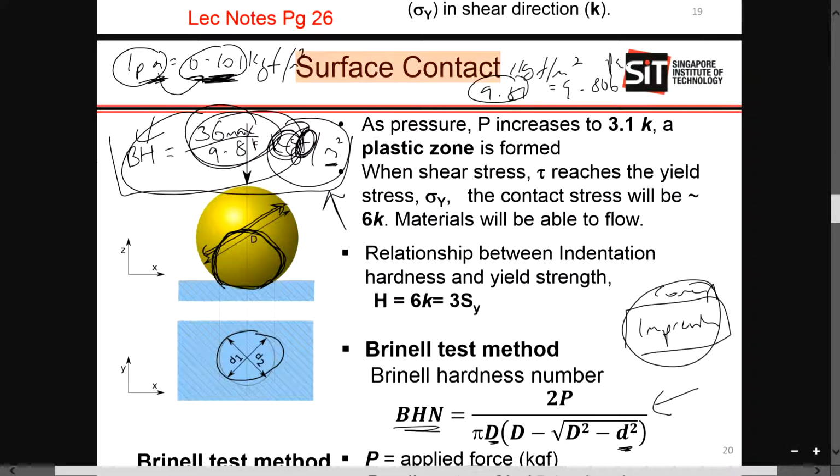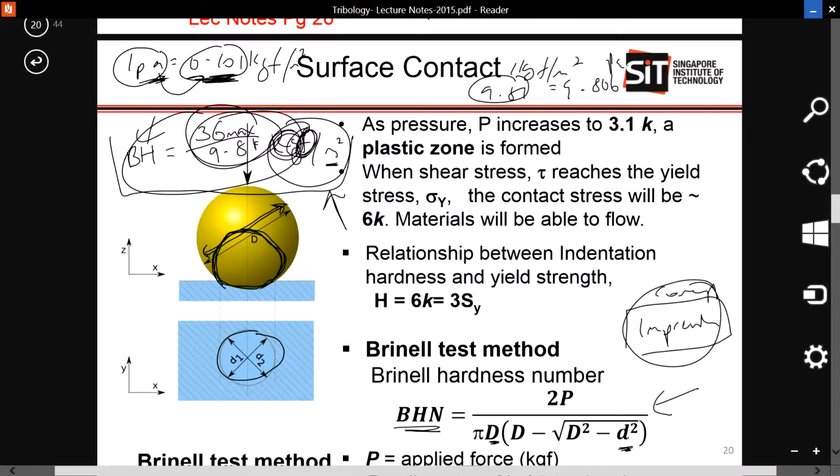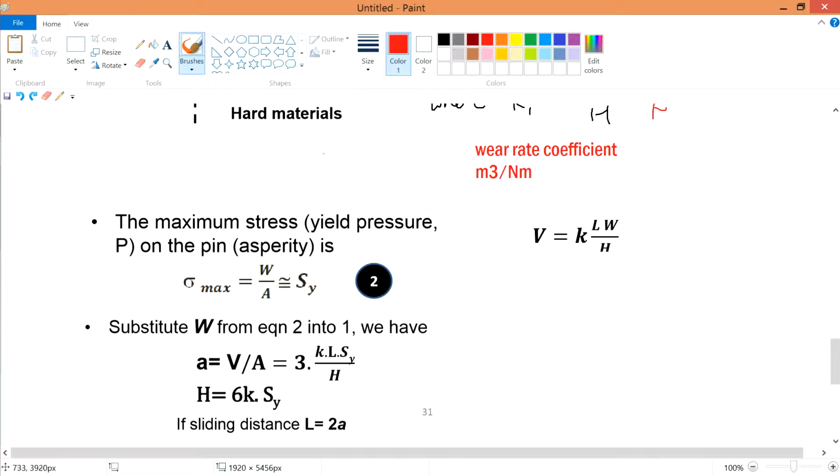The surface contact, there is a page 20. Then there is this H is equal to 6K is equal to 3S_Y. Let's take a look. Seriously, I don't know what the hell is going on. So let's say 3S_Y, I know where it comes from because of this equation.